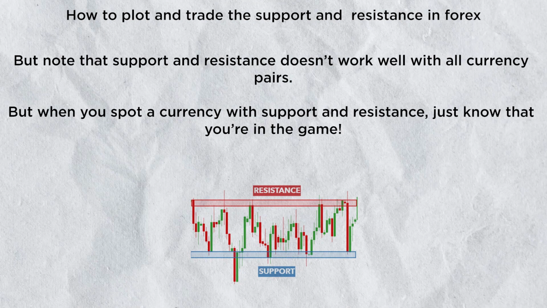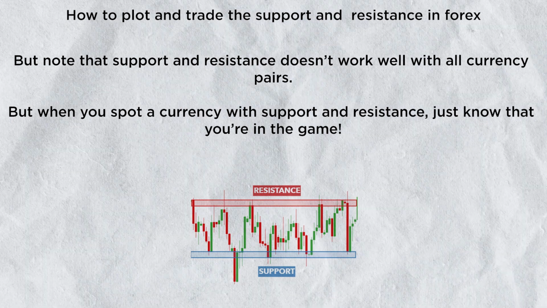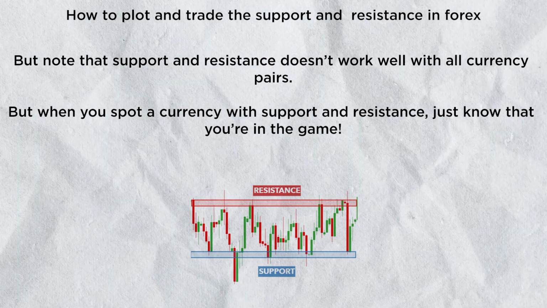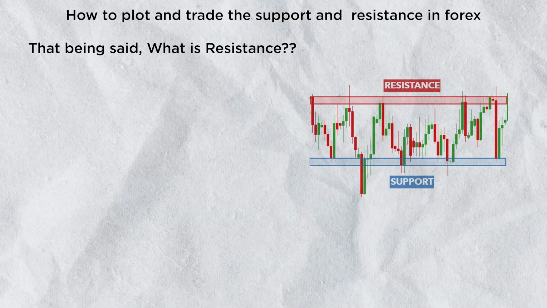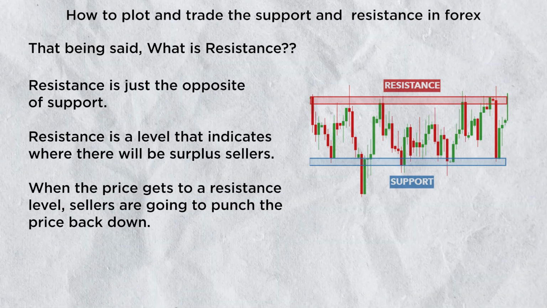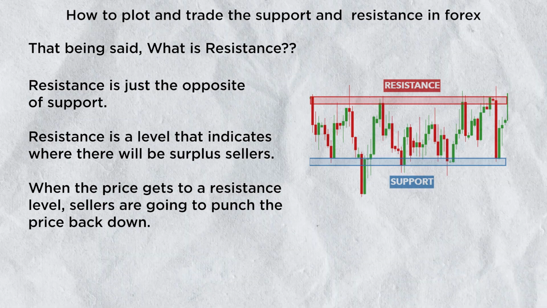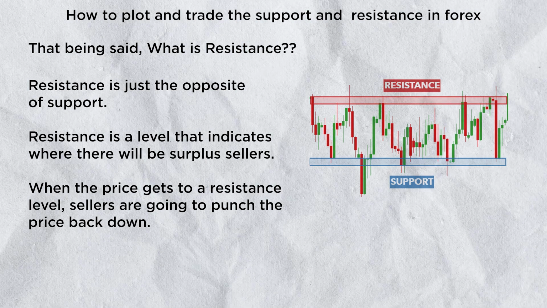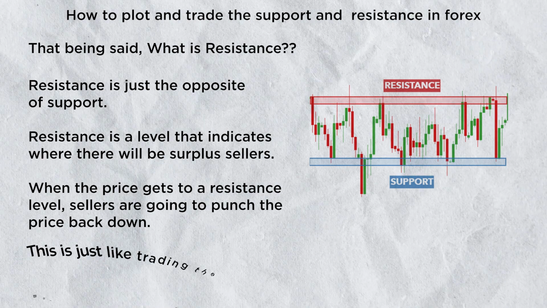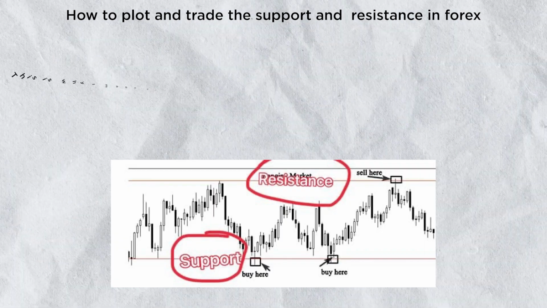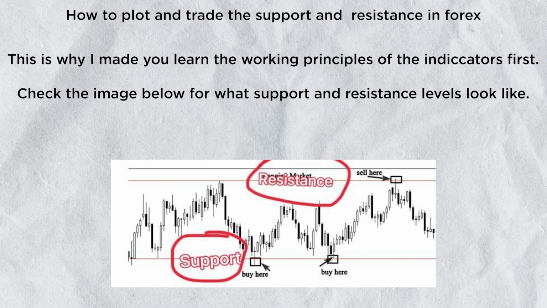But note that support and resistance doesn't work well with all currency pairs. But when you spot a currency with support and resistance, just know that you're in the game. That being said, what is resistance? Resistance is just the opposite of support. Resistance is a level that indicates where there will be surplus sellers. When the price gets to a resistance level, sellers are going to punch the price back down. This is just like trading the Bollinger Bounce. This is why I made you learn the working principles of the indicators first.